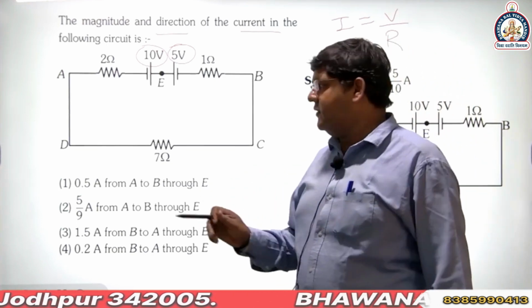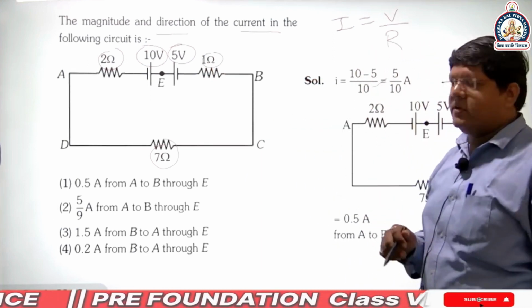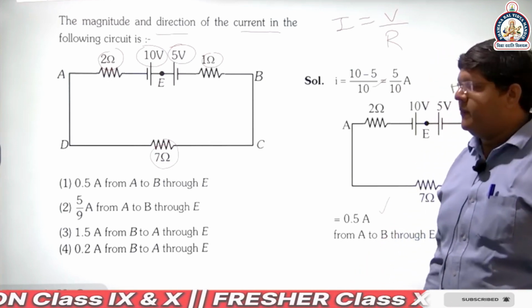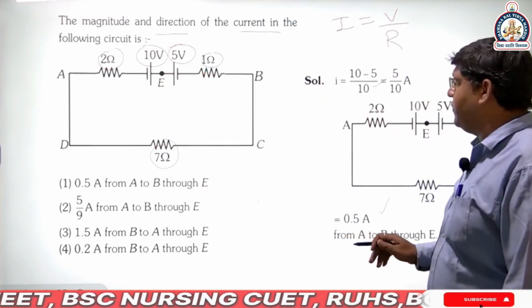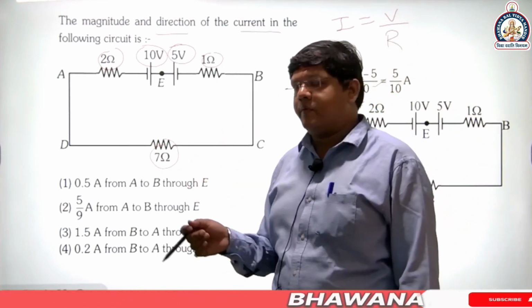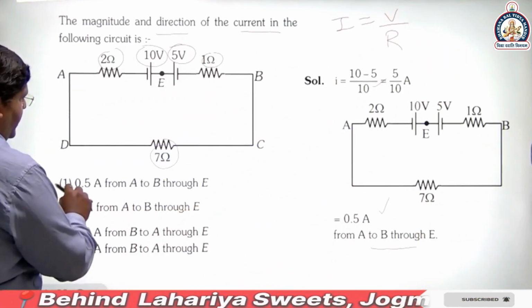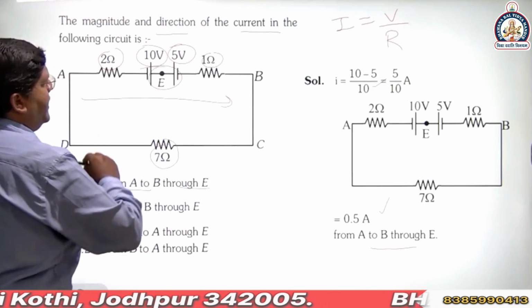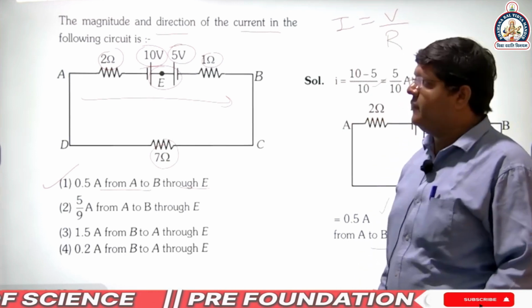On calculating the total resistance, we get 7 plus 2 is 9, plus 1, that is equal to 10. So the required current is 5 upon 10, which can be solved as 0.5 ampere. As we see the polarity of the 10 volt and 5 volt sources, the current will flow from A to B because it always flows from higher potential to lower potential. The required answer is option A, from A to B through E. This is simply the application of circuit laws.